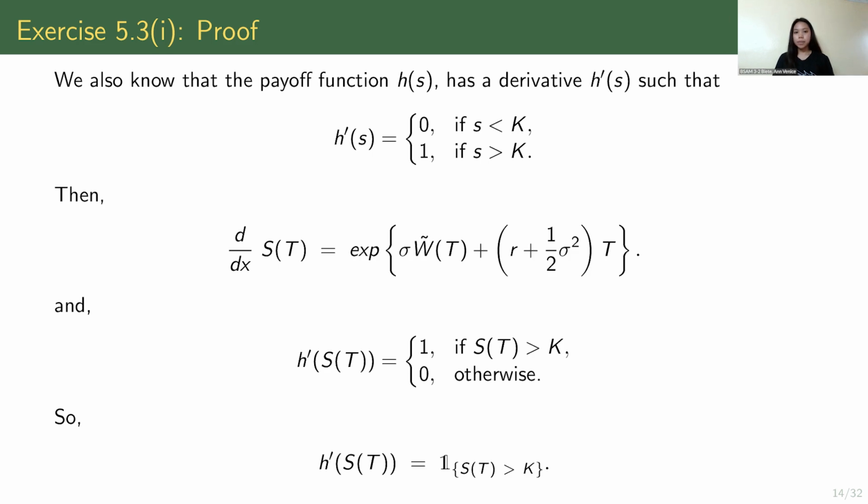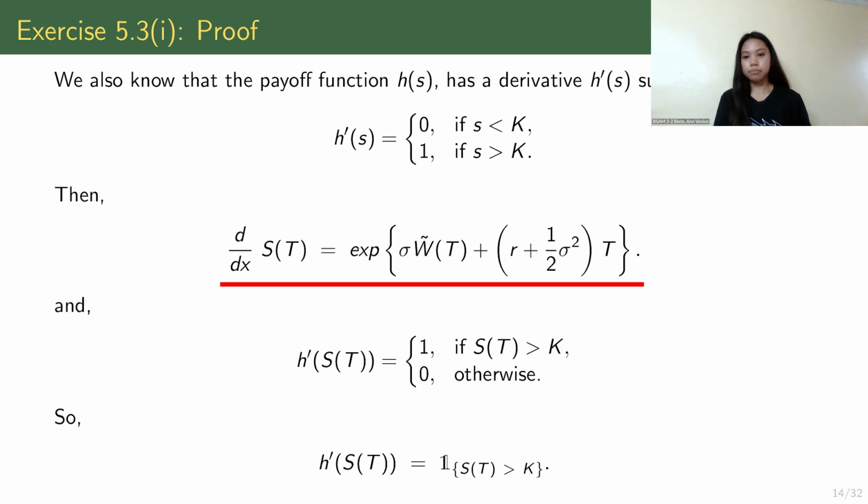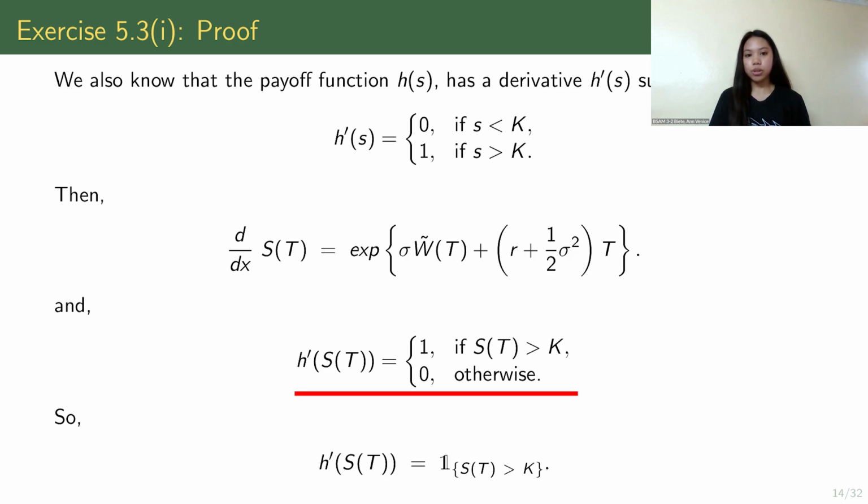Now, we also know that the payoff function h of s has a derivative such that h prime of s is equal to 0 if the stock price is less than the strike price K, and 1 if the stock price is greater than the strike price K. Then, deriving the stock price at expiration S of T, we will have this equation. And the derivative h prime of S of T is equal to 1 if the stock price at T is greater than strike price K and 0 otherwise.